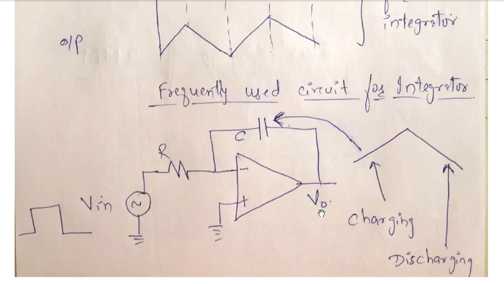So what I mean to say is that if this is the circuit of an integrator, to the input side, if you apply this kind of a square waveform, then on the right hand side, that is on the output side, you will be getting this kind of a waveform, that is a triangular waveform.